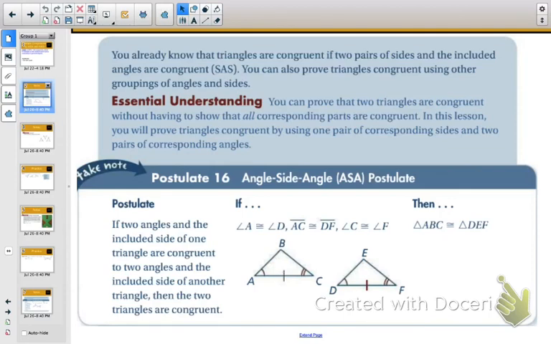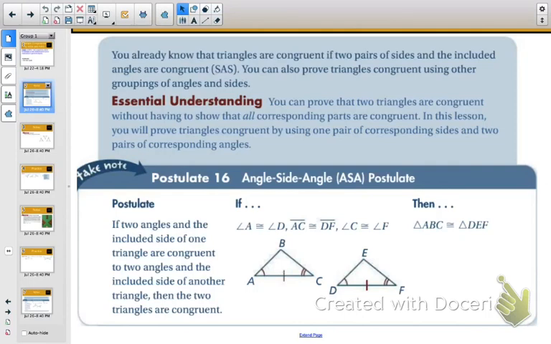So the next one is the angle side angle postulate. Similar to the SAS, side angle side, it's just the opposite. This says if two angles and the included side of one triangle are congruent to two angles and the included side of another, then the two triangles are congruent. So in this one, the side has to be between the two angles.